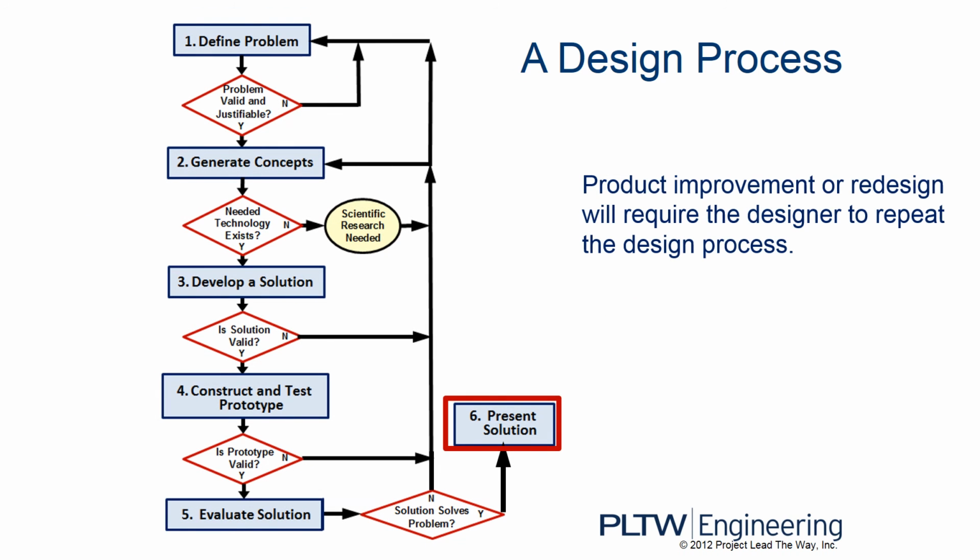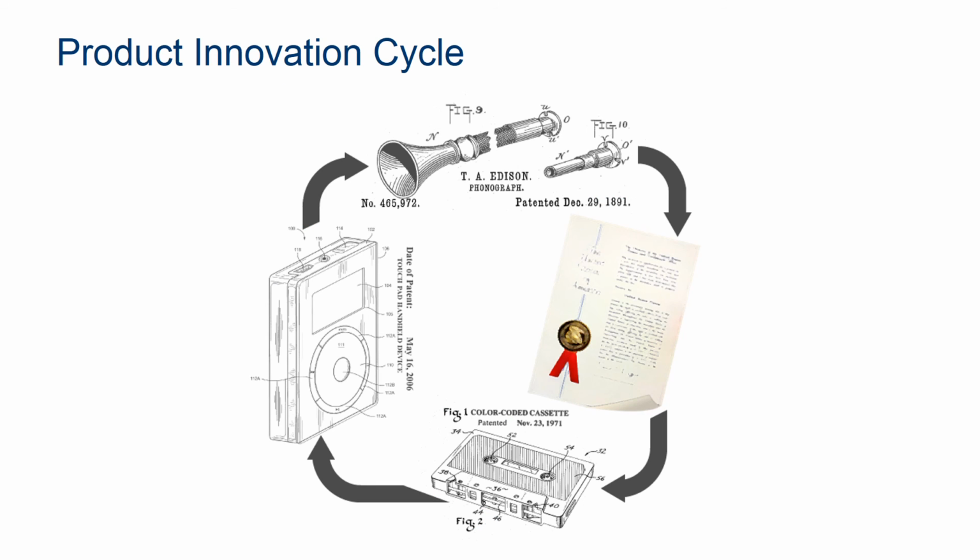Once your solution is out there released to the world, there may come a time where you need to improve that solution. So if you go back and improve it or redesign it, it will require you to repeat this whole design process. Going back and improving a product starts this product innovation cycle. And you can see it all throughout history how it occurs.